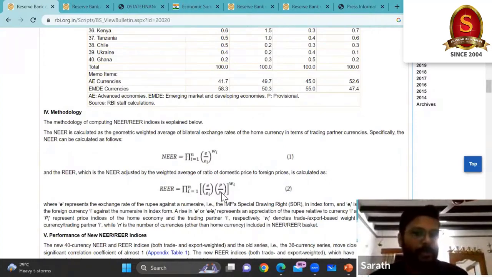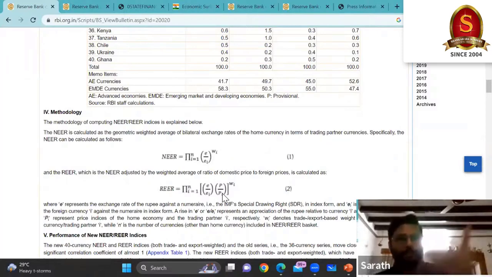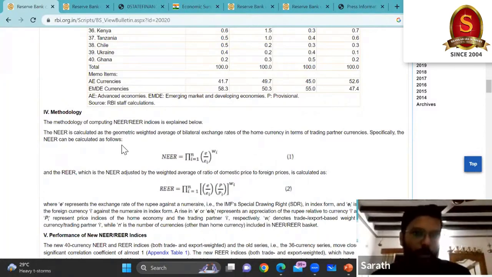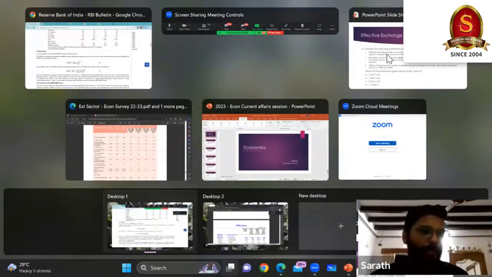Now, what is the difference between NEER and REER? The formula is almost identical. We only have P, the price index in India, and P_i, the price index in the foreign country. So when you take that also into consideration, the comparison of the prices in the two countries, then that becomes REER, the real effective exchange rate. If you are mathematically oriented, it's not important for the UPSC exam. If you want to really understand this concept, you can go through this, or just simply read up the basics of it and that should be enough.